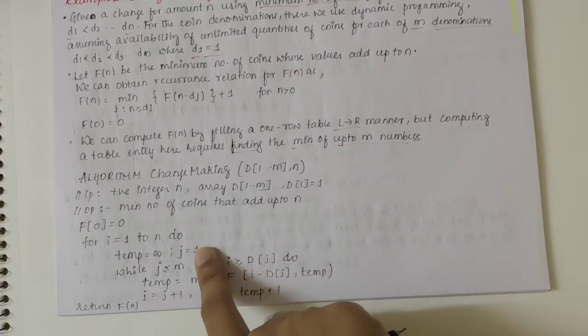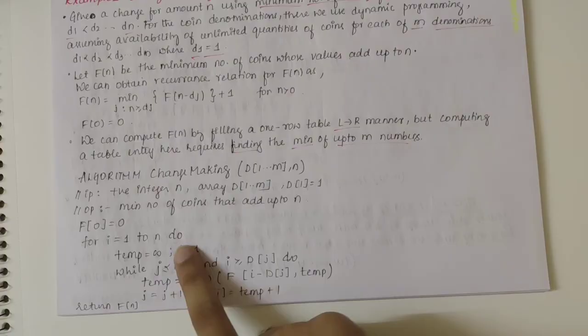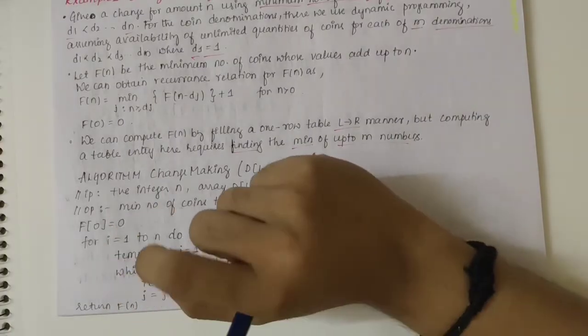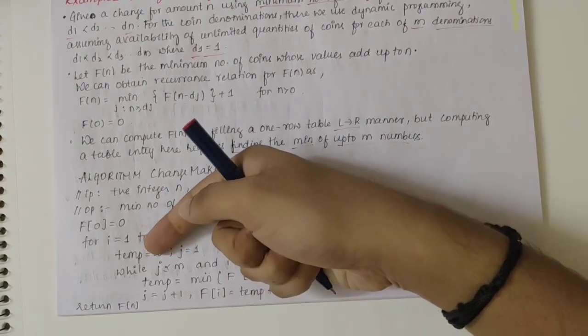Then we get into this. Here temp is infinity and j is 1. We are initializing temp to infinity to keep track of the minimum number of coins needed for each subproblem. That's why we are taking it as infinity here.